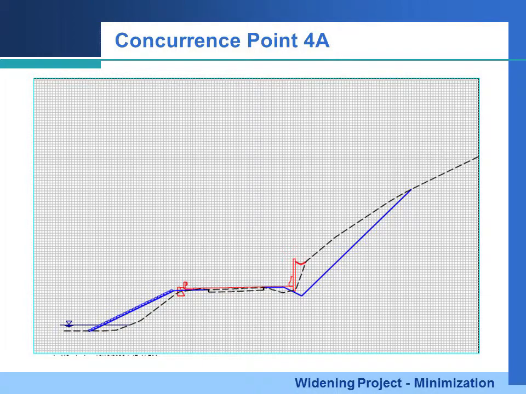This slide shows a widening project using a retaining wall, highlighted in red, as a minimization technique. Without the use of retaining walls, the project limits would extend to where the blue lines intersect the black dashed existing ground line.